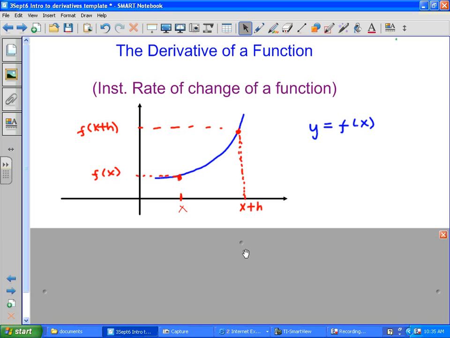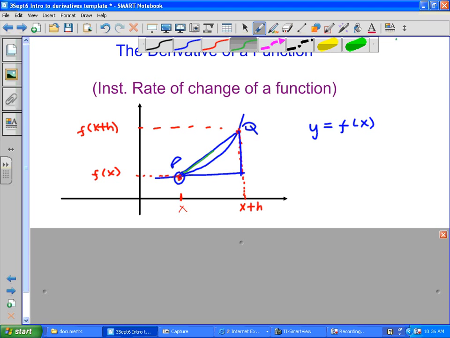And what we have is 2 points. This is the point P, and this is the point Q. We're trying to find the instantaneous rate of change of this function right at this point right here. So the first idea is you draw this line and you find the slope of the secant line. So what is the slope of the secant line going to be here? Let me use a different color there. So this is our secant line. And I'm going to do rise over run for the secant line. Okay, what is going to be my rise, which is this distance over here?